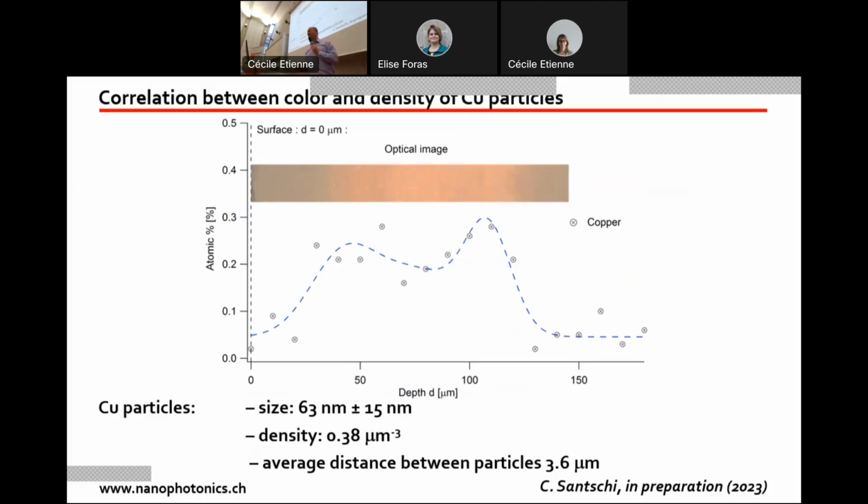But we found copper. So copper is a less used plasmonic material, but nonetheless a plasmonic material. And if you look at the density of copper through the depth of this sample, there is good correlation with the optical image. Then we did electron microscopy to measure the size of the particles. They are small, 60 nanometers. They are extremely diluted. The space between one particle and the next one is almost 4 microns. So this shows how strong these colors are. Very tiny 60 nanometer particles, very diluted, but nonetheless, they give you this very nice color.